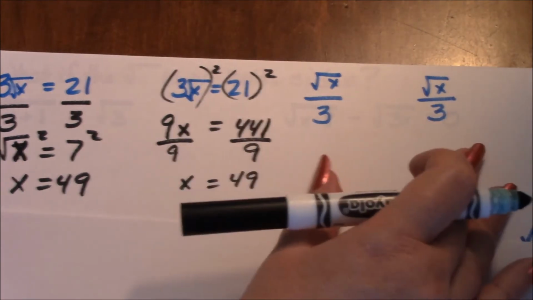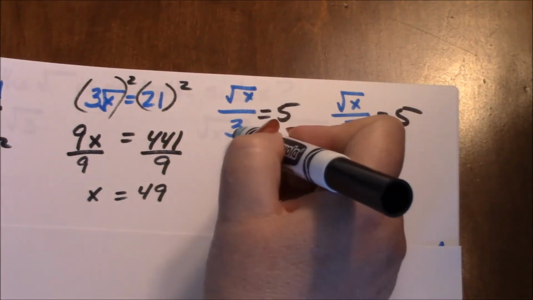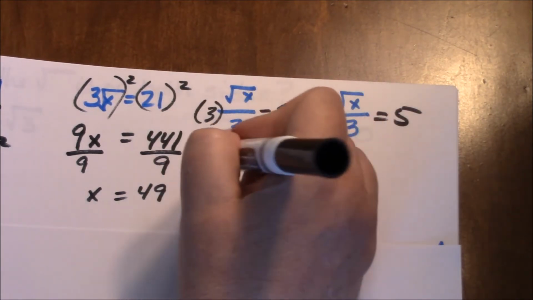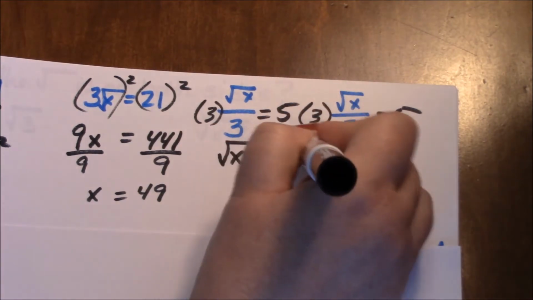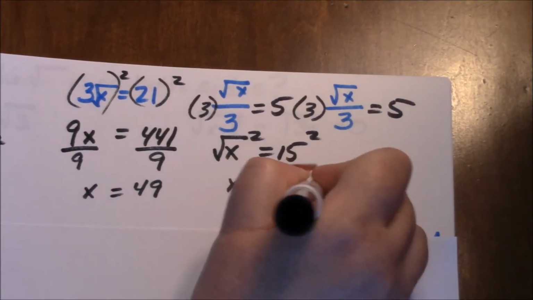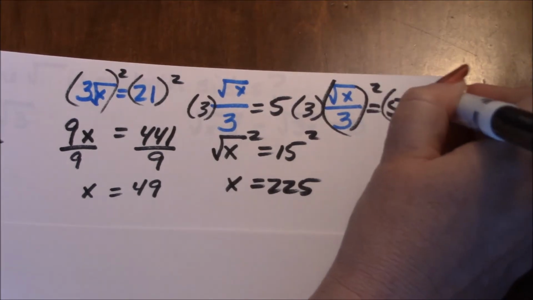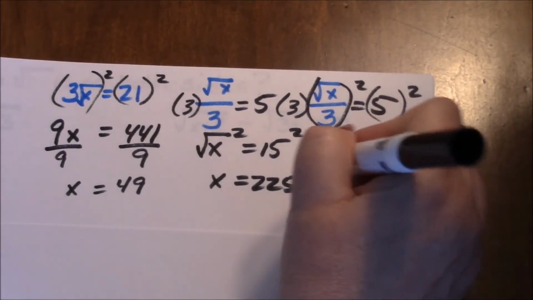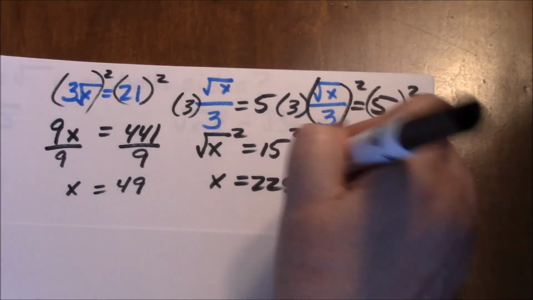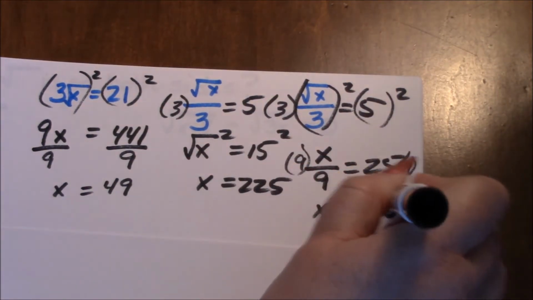So let's try both those methods with divide. Here we're going to multiply both sides by 3 first to get rid of this, so that root x equals 15, and now I'm going to square both sides so that x equals 225. Here, if I square this and I square this, then x over 9 equals 25, and I multiply both sides by 9, and x equals 225.